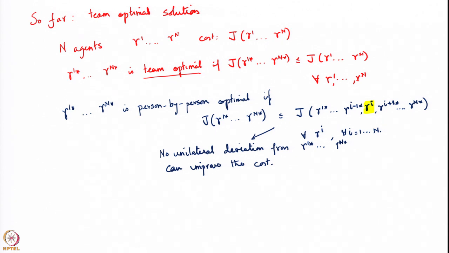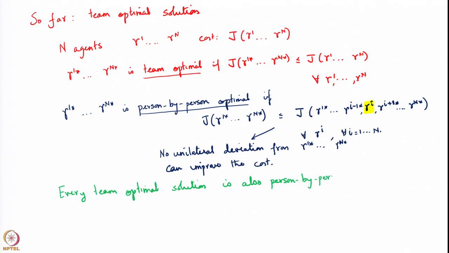Now, what is the relation between these two notions? We have defined one notion here which is team optimal and another notion here which is person by person optimal. What is the relation between these two? One relation which is very obvious to see is that every team optimal solution must also be person by person optimal. So, every team optimal solution is also person by person optimal.